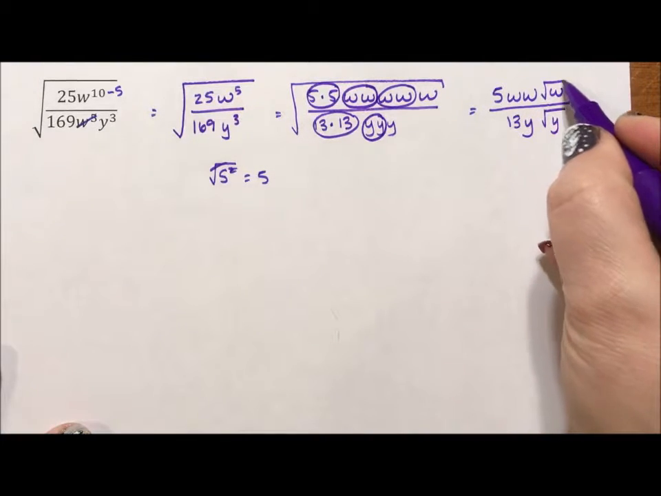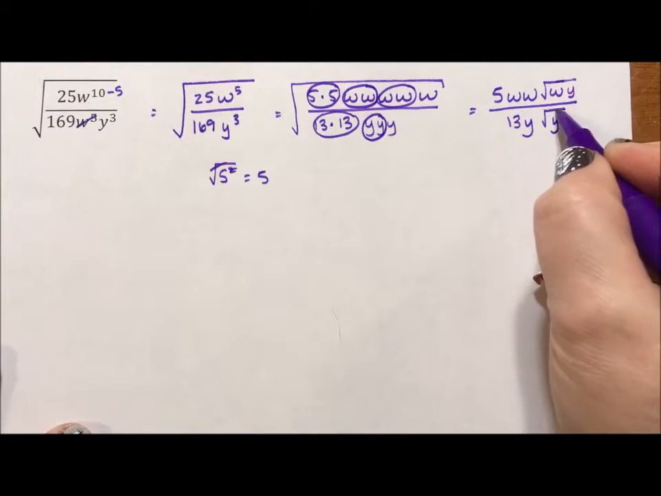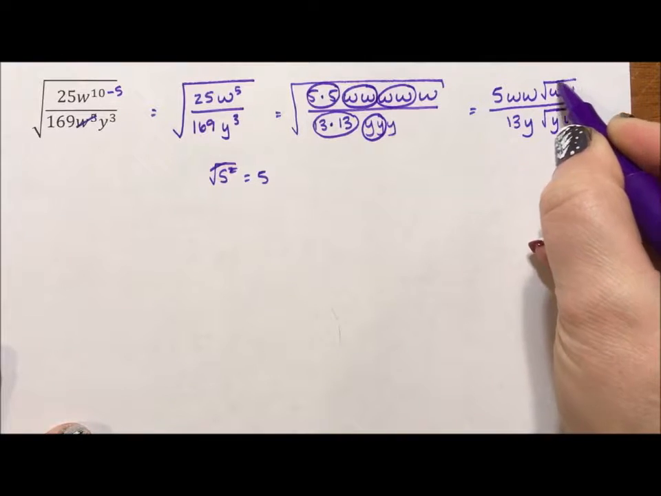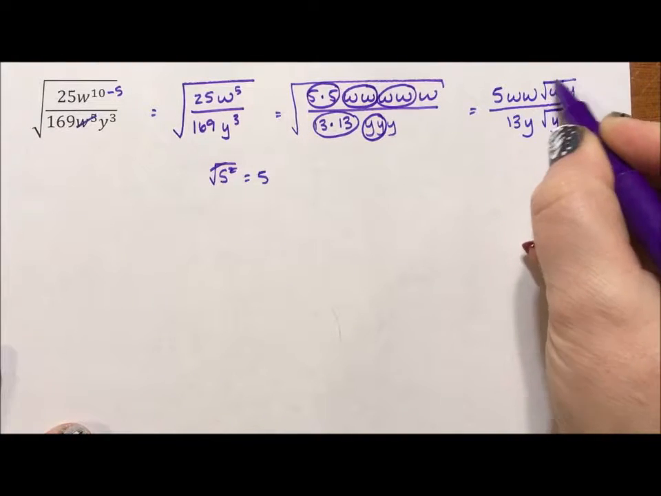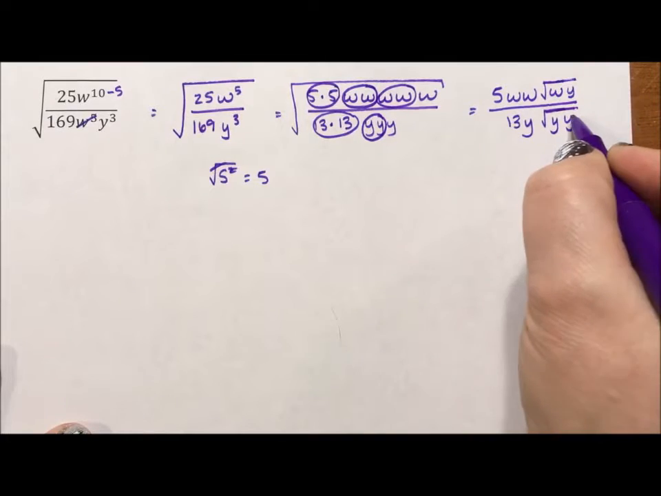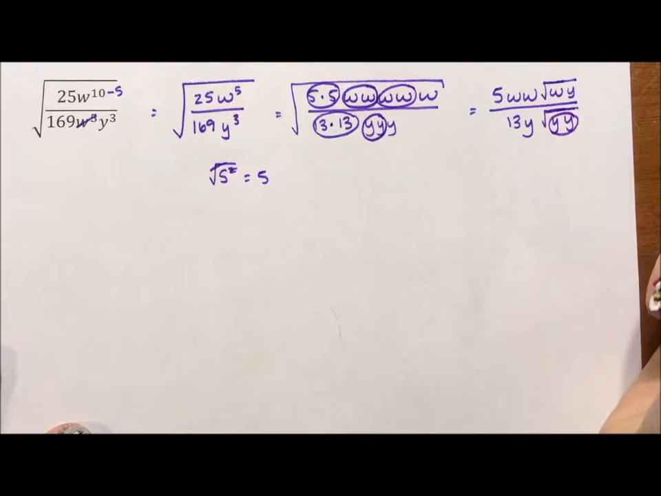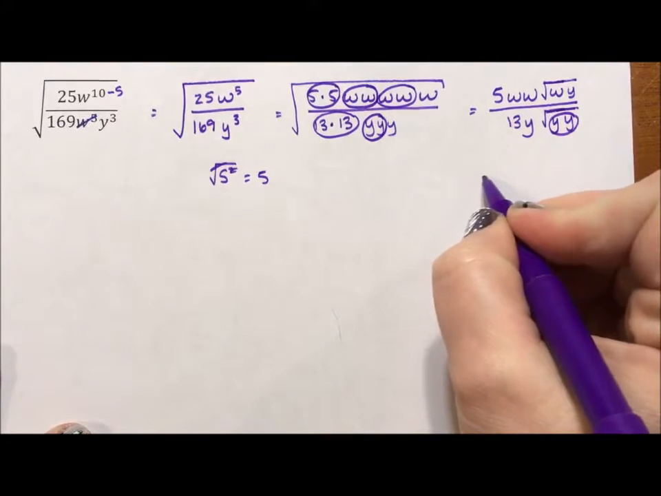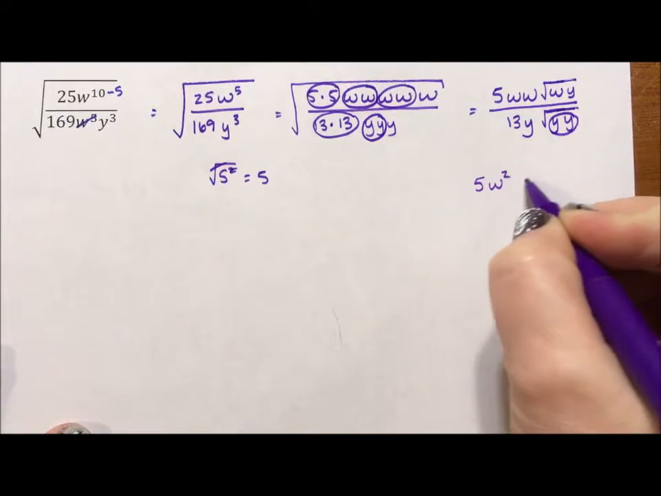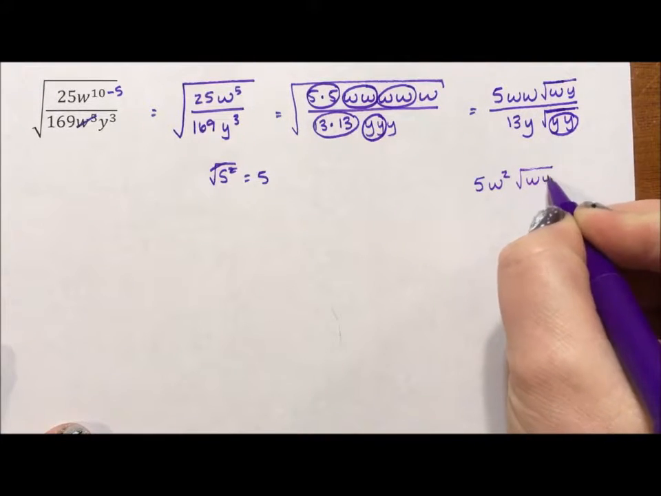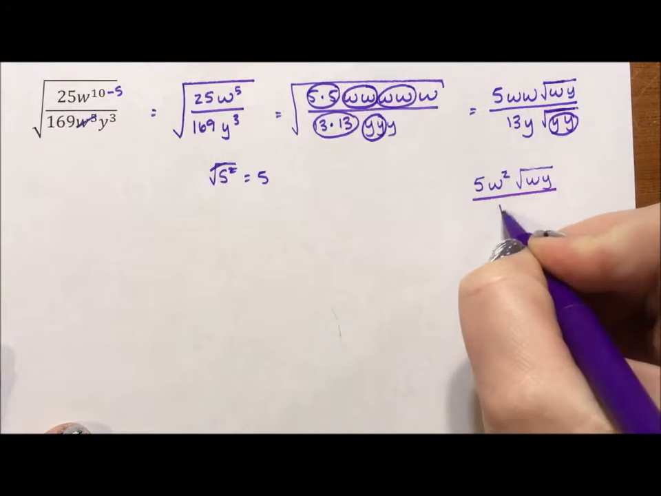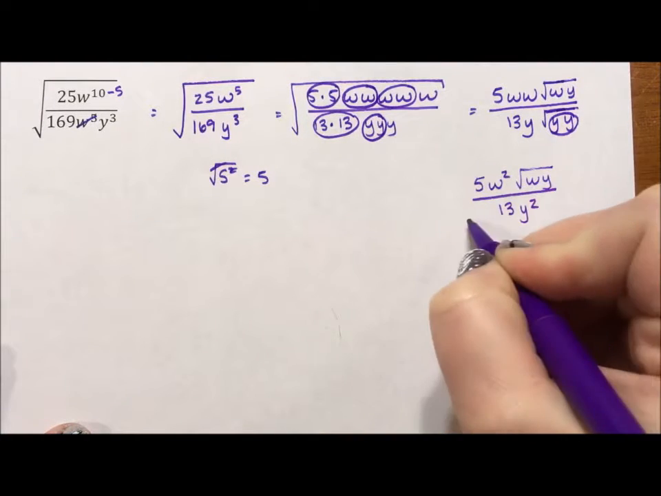So what I need to do is multiply a square root of y to both the numerator and denominator under the square root in both cases so that I get a pair of y's that can come out. So this leaves me with the answer 5w squared times the square root of wy all over 13y squared.